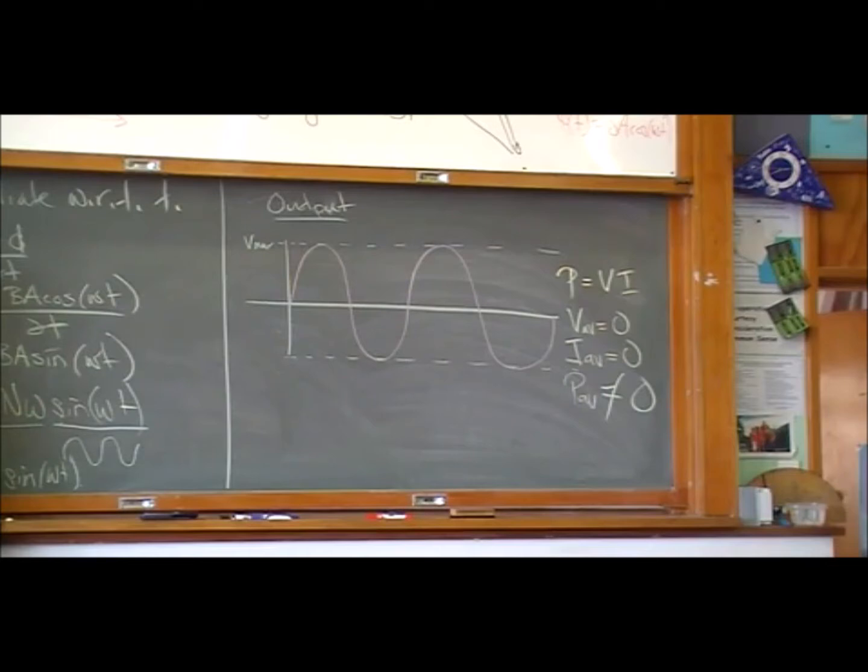What we would like to be able to do is use our maths on AC circuits. We would like to be able to use V equals IR. But I can't. But that's not obvious from that, is it?